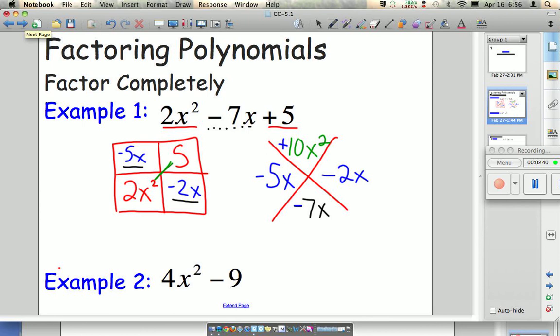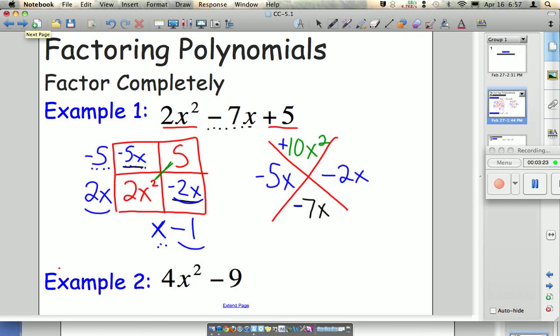So now we have to fill in the outside of our rectangle. It looks like the best spot for the 5 is going to be here because it affects the two 5's to the right of it. These both have to be x's. One of them has to be 2 to give me 2x, so this one has to be 2. And then it looks like this should be negative 5, because x down here times negative 5 will give me negative 5x here. And then this will be negative 1, because negative 1 times 2 is going to give me negative 2x.